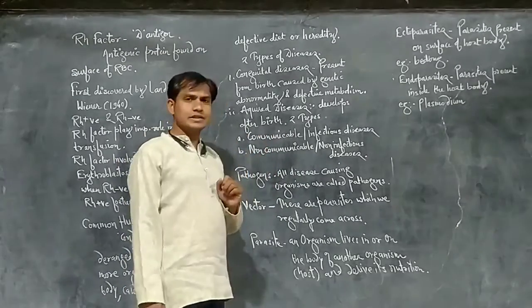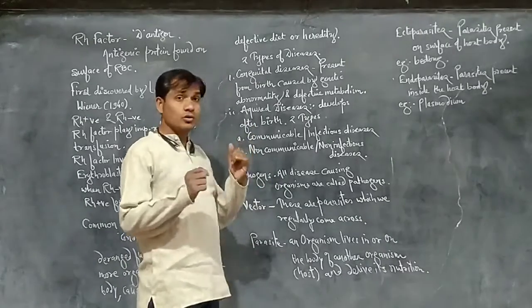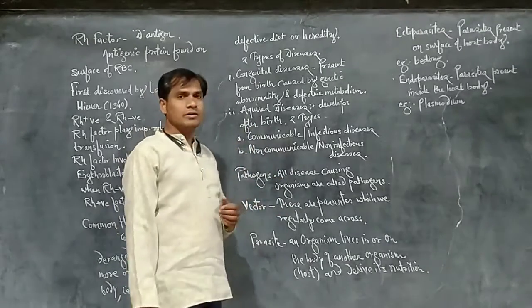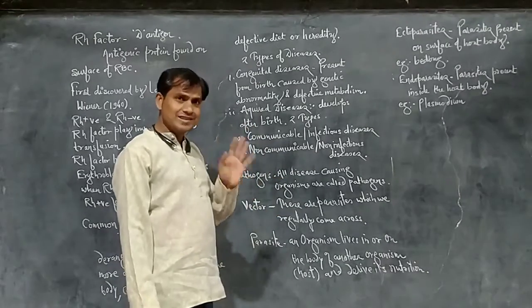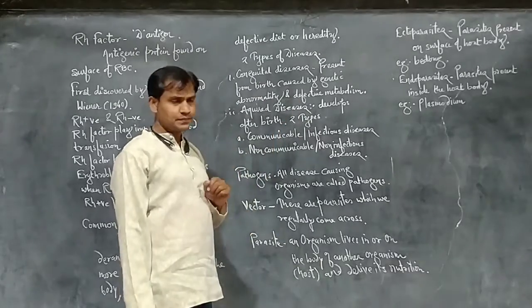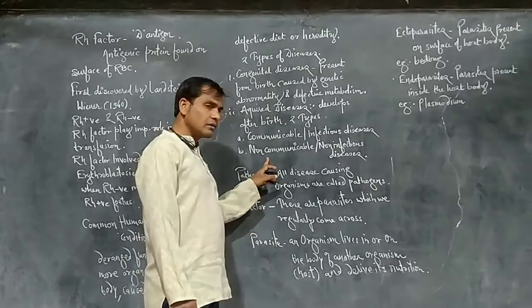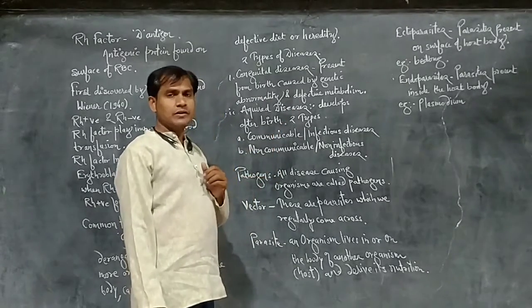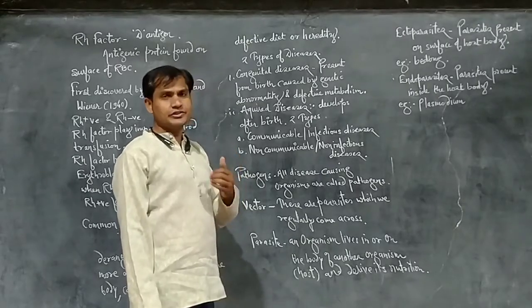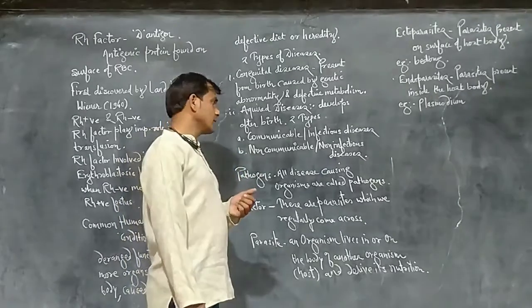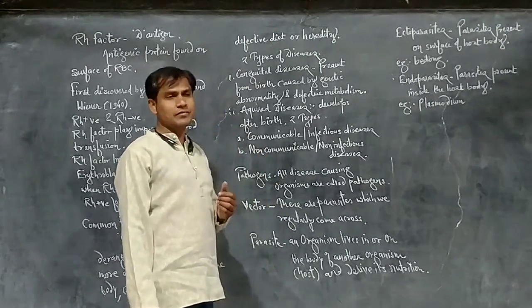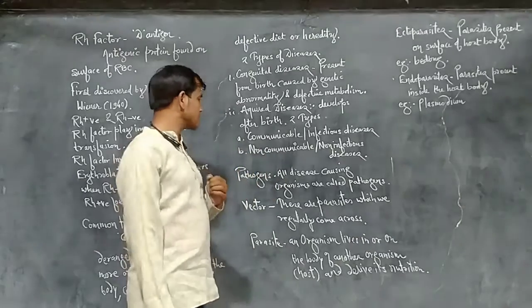Non-communicable or non-infectious diseases are diseases which do not transmit from the diseased person to a healthy person. Examples are cancer and vitamin deficiency diseases. They do not transmit from a diseased person to a healthy person.